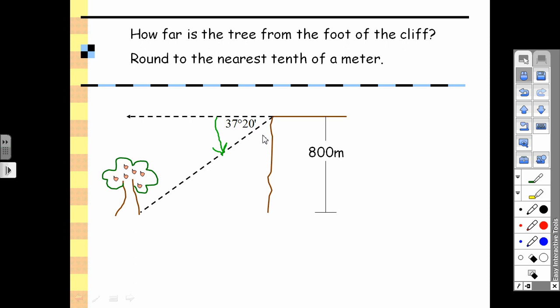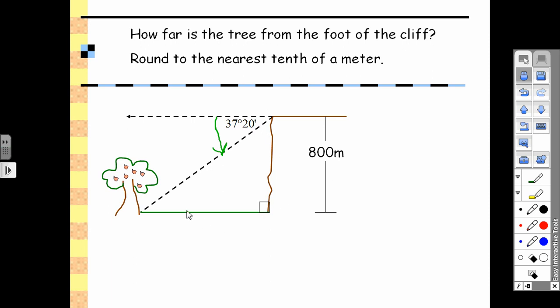All right, so to go about solving this problem, we know that the height of the cliff is 800 meters. We know the angle of depression is 37 degrees, 20 minutes. What we're trying to find is this length right here, how far away the tree is from the foot of the cliff. So let's go ahead and draw in this segment. We're going to talk about this being perpendicular. So the ground should be perpendicular with the height of the cliff.